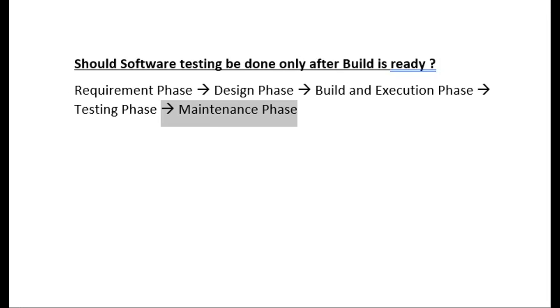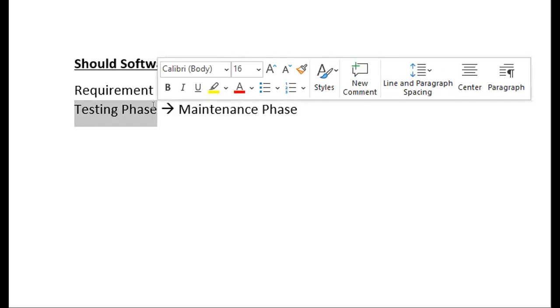But according to me, testing should be started right from the requirement phase and should continue until the maintenance phase. Testing should not be done only in the testing phase, but should start right away from requirement gathering.